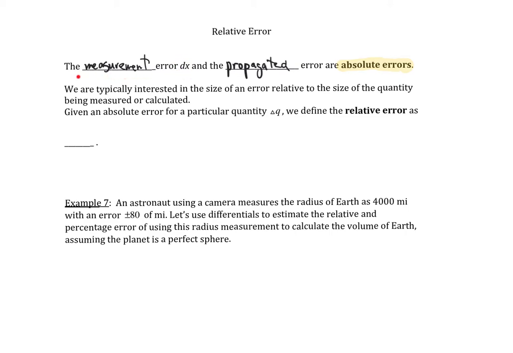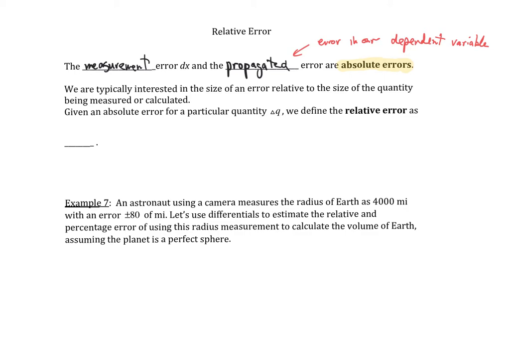Let's say we're trying to measure the length of a side. We might make some small error in measurement. The propagated error is the error of our dependent variable. So this is the error in our dependent variable. In other words, the error propagates through some quantity.